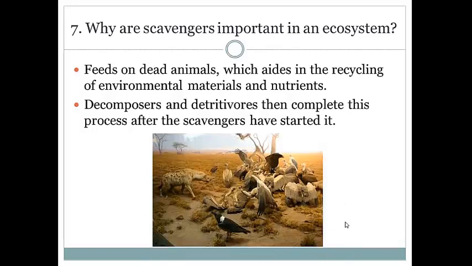Common scavengers we think of are vultures and hyenas. Those are things that typically are going to feed upon things that are already dead. They're opportunists, so they're looking for any opportunity to scavenge off of something that is already dead.